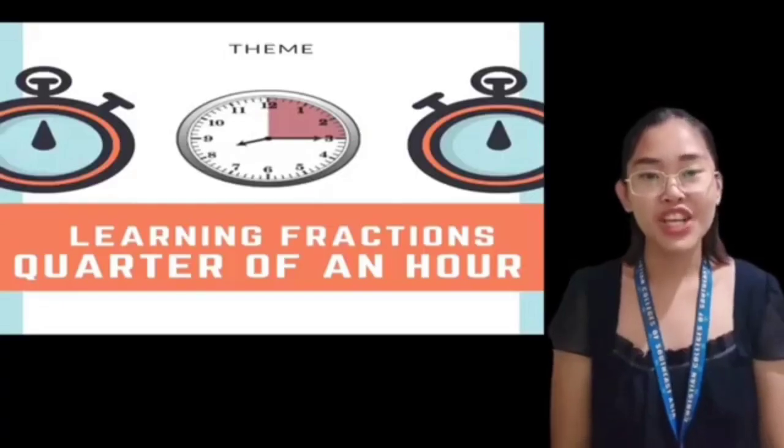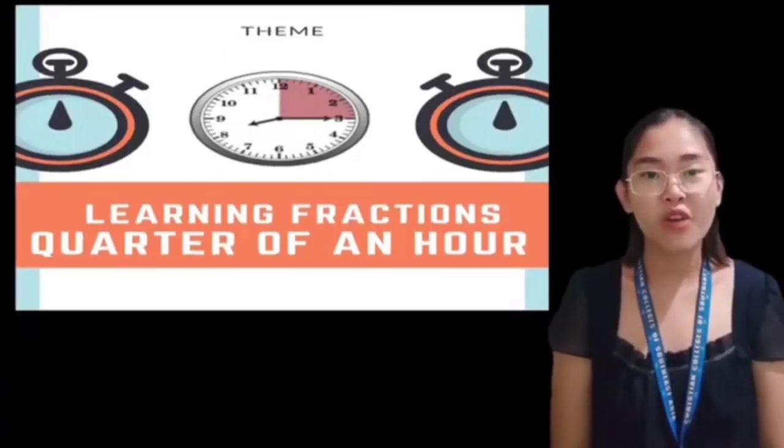The theme, Learning Fractions, quarter of an hour. Good day, class. I want you to get a bond paper, fold it, and divide it into 1/8 pieces. A 1/8 piece? How can I cut this if I don't know what is 1/8? Oh, you don't know? Let me tell you how.